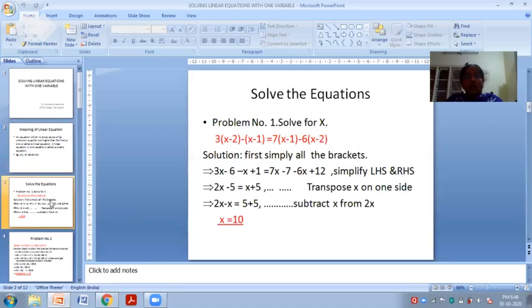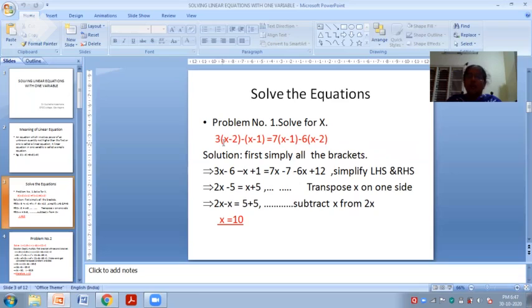Now let us start how to solve the linear equation. Here there is a first problem, solve for x. Solve for x means find the value of x. What is the equation here? 3 into x minus 2 minus x minus 1 is equal to 7 into x minus 1 and then minus 6 into x minus 2. Here there are two brackets on the LHS and two brackets on the RHS. 7 is outside the bracket, minus 6 is also outside the bracket, and here 3 is outside the bracket.